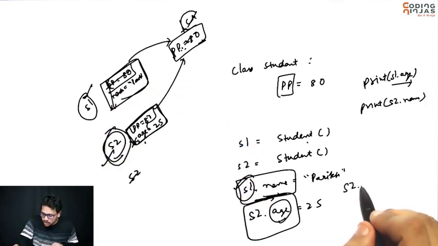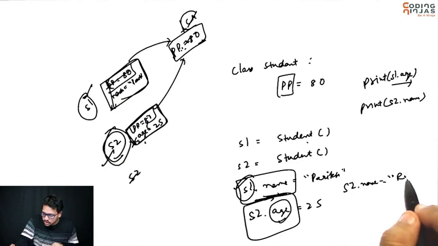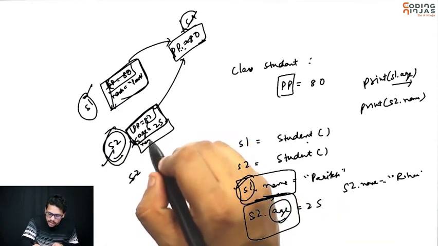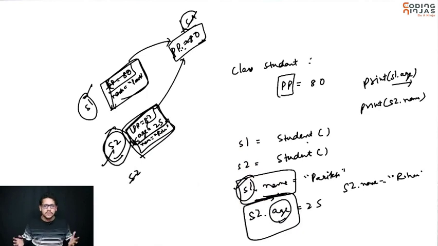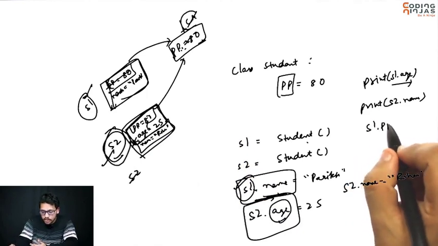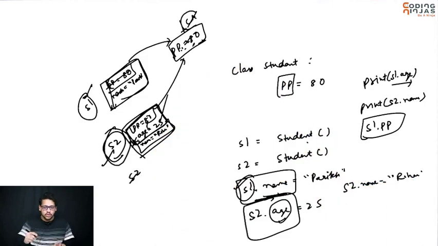Okay. If you write S2.name equal to Rohan, now here age is also present and a name is also created whose value is Rohan. So these are instance attributes. They are different for different instances. So that is the difference from class attributes. But if you try to access S1.passing_percentage, then that is common for all the objects. So this is my class attribute that is common for all the objects, and these are my instance attributes.